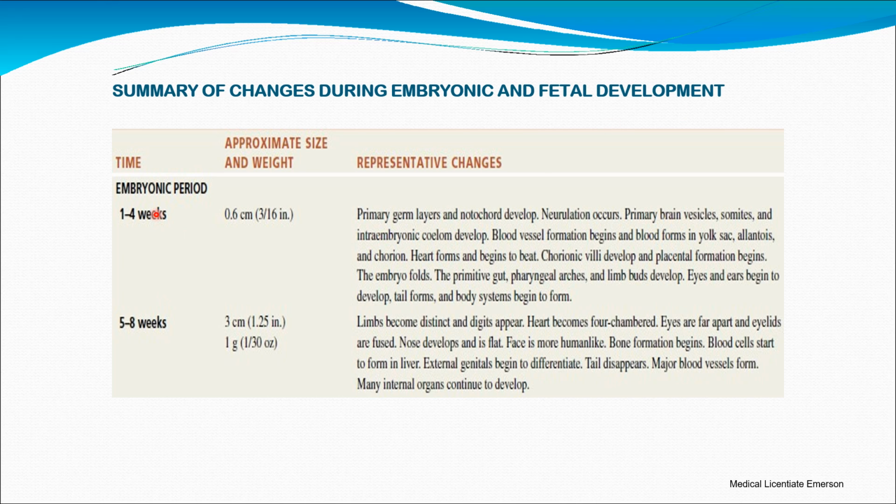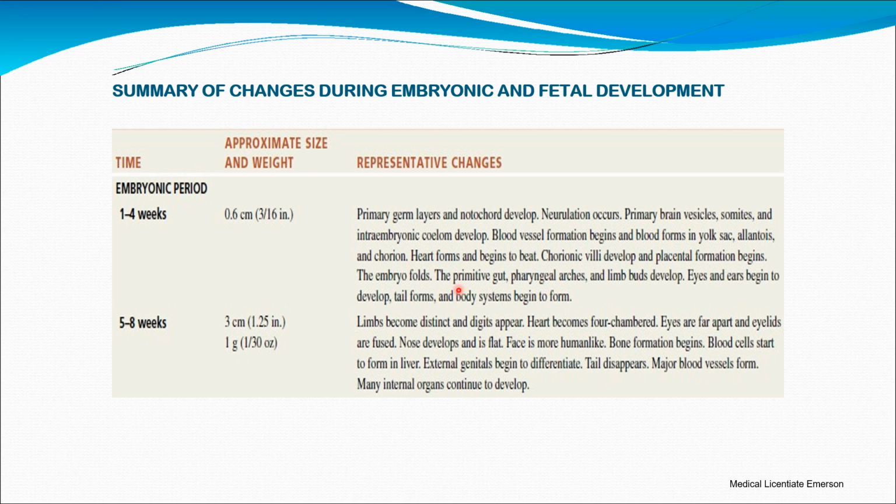Okay, so this is a summary of changes during the embryonic and the fetal period. In the embryonic period, which of course was 1 to 4 weeks, there were the primary germ layers and notochord development. Then also neurulation occurred, and the primary brain vesicles, somites, and intra-embryonic coelom developed. Then you have the blood vessel formation and blood forms in the yolk sac. The allantois and the chorion, and the heart forms and begins to beat by the 4th week. Then you have the chorionic villi which develop and the placenta formation begins.